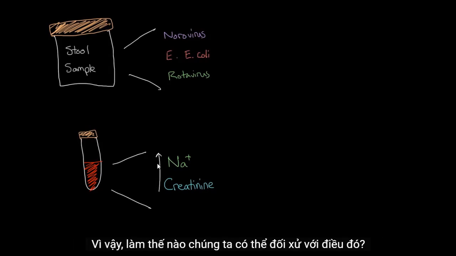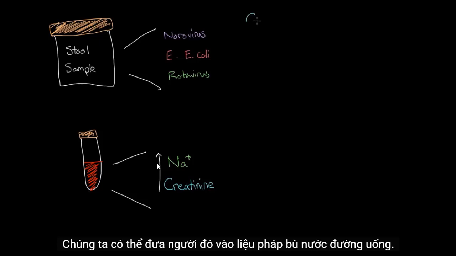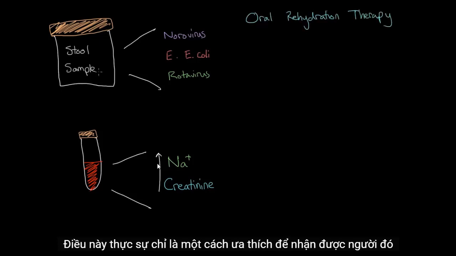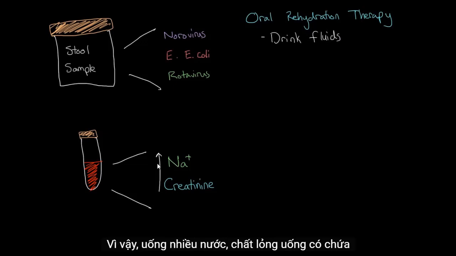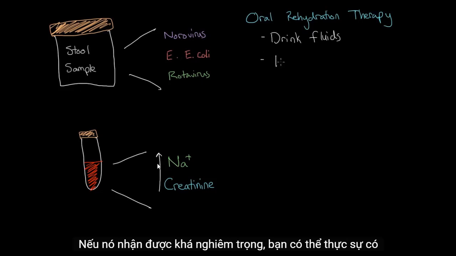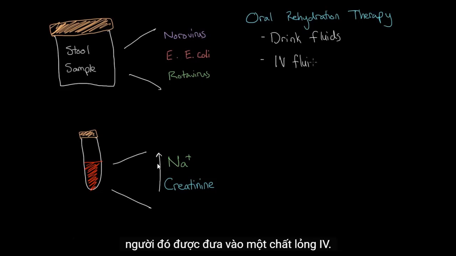So how can we treat that? We can put the person on oral rehydration therapy. This is really just a fancy way of getting the person to drink a lot of fluids. So drinking a lot of water, drinking fluids that contain a lot of sugars and salt and all that stuff, because the person is pretty badly dehydrated. They really need to get some water. If it's getting pretty severe, you can actually have the person be put on an IV fluid.